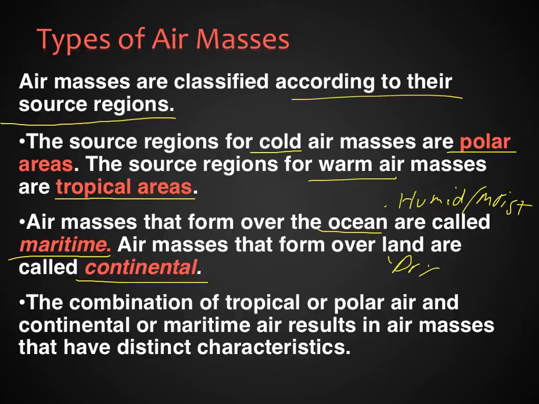And so you can take a combination of either tropical or polar and mix it with either continental or maritime to get the 4 main classes. Polar maritime, polar continental, tropical maritime, tropical continental. So polar versus tropical tells you warm, cold. Maritime, continental tells you moist, dry. Humid, not humid.